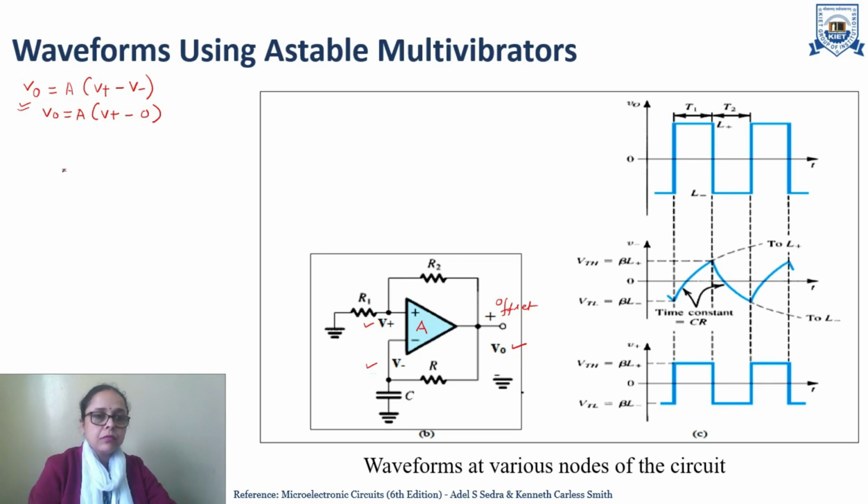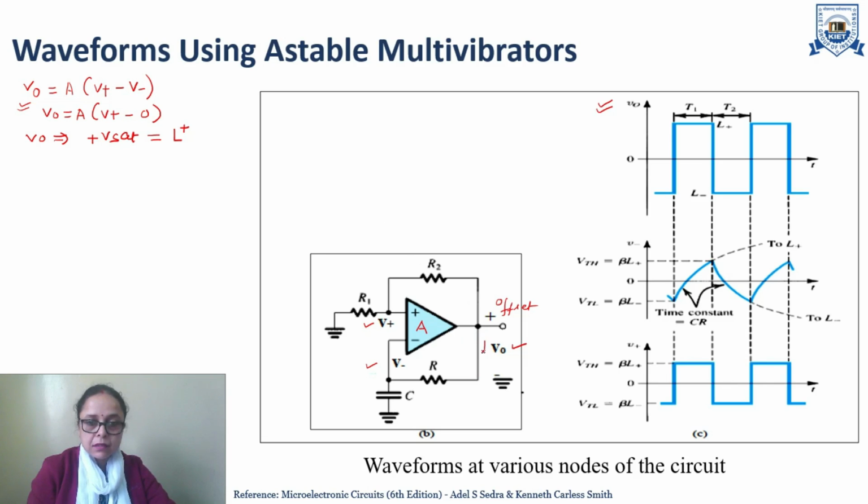So now, since the voltage at the positive terminal is greater than V minus, the output of the op amp will be at plus V sat, or we can say at L plus. So in this diagram we can see that, as the first assumption, because of this offset or noise voltage, the output of the op amp is at plus V sat, or at L plus.